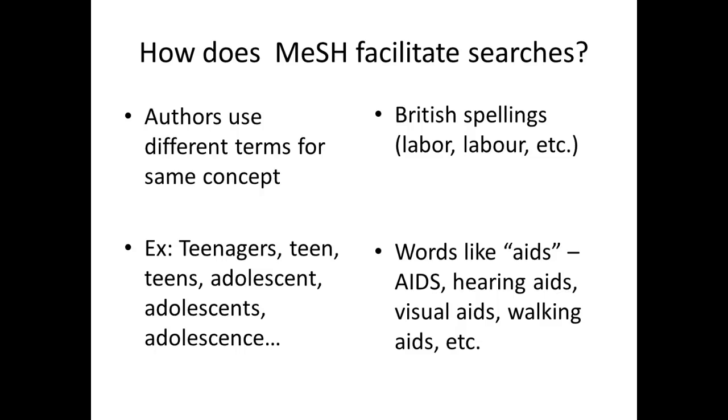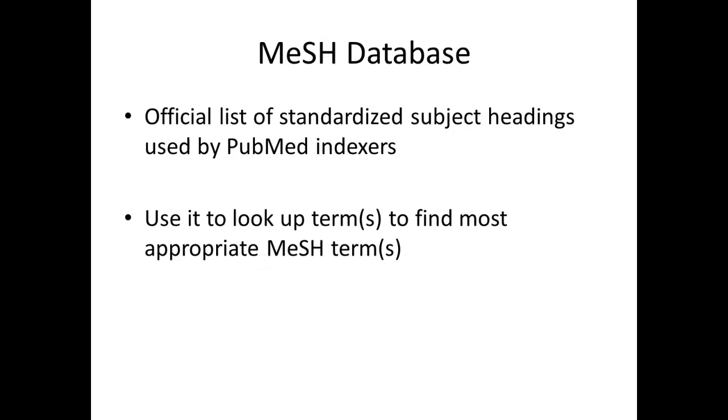Then there are issues such as British spellings of words, and words like AIDS that will retrieve both articles about the disease AIDS, along with hearing aids, visual aids, walking aids, etc. The addition of subject headings to article records helps address many of these search issues. The MeSH database is the official list of standardized subject headings used by PubMed indexers. So you can use the MeSH database to look up terms and try to find the most appropriate MeSH term or terms to use for your search.